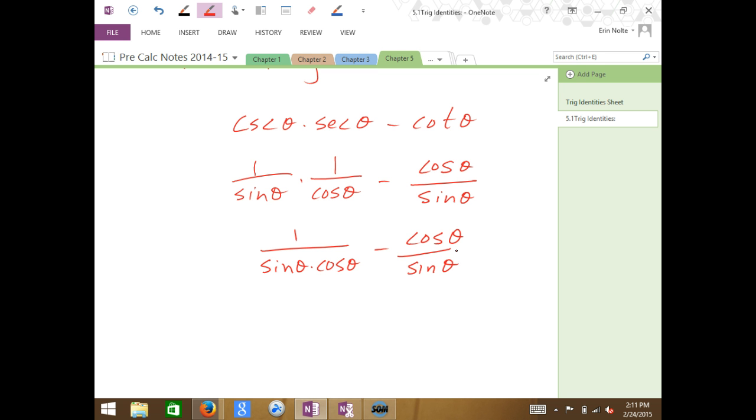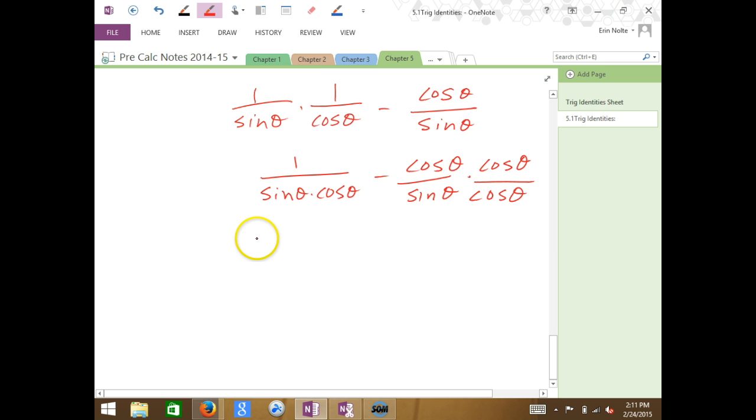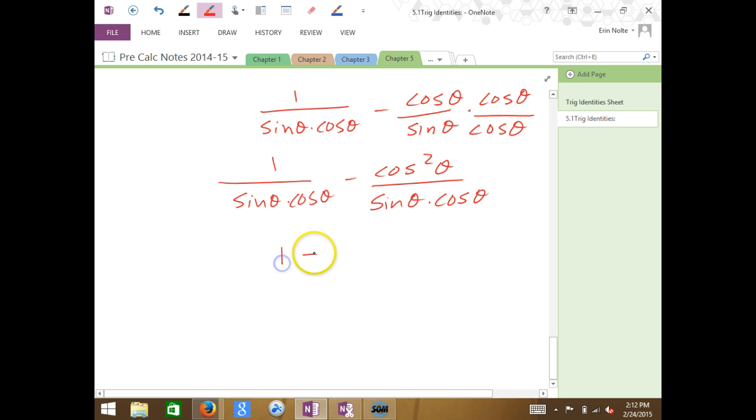So the left-hand fraction is fine. But the right one is missing the cosine. So I'm going to multiply by cosine over cosine, which is essentially the value of 1. I'm not changing my expression, just the way it looks. So it'd be cosine squared. Good. Now since I have a common denominator, I'm going to combine the top. On the top it would be 1 minus cosine squared over sine times cosine.